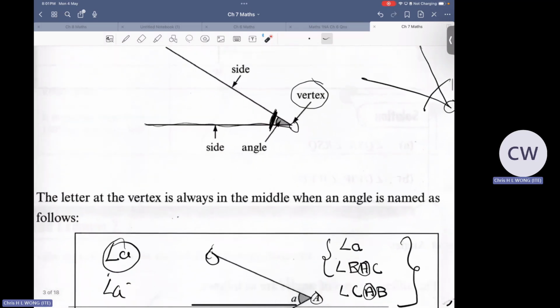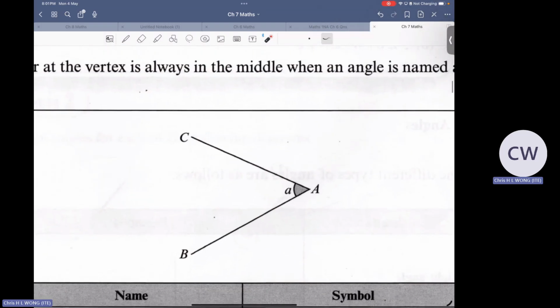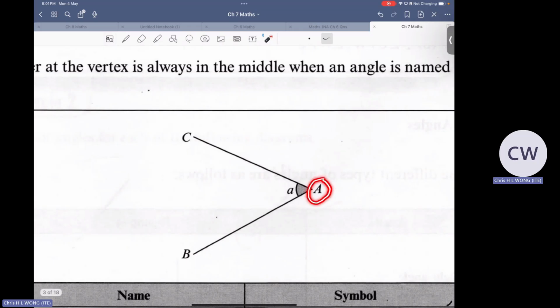I move on now. I close this first so that I can explain to you. Now, how do you name the angle? There are many ways of naming the angle. I give you two lines plus the vertex. The vertex is the A, right? If I put the vertex as the A, I can actually put the angle here as small a. Small letter always refers to the angle.